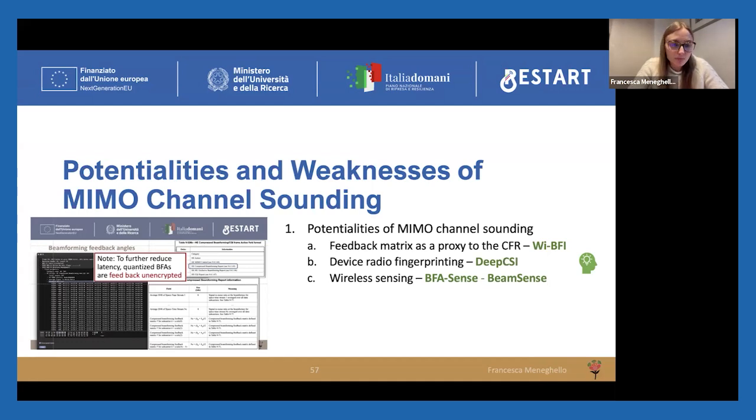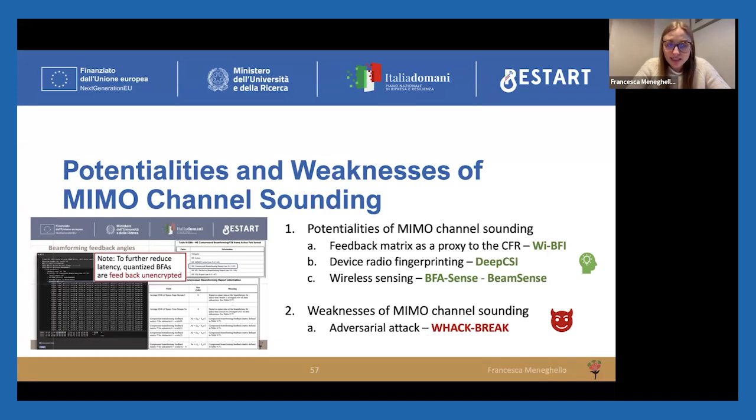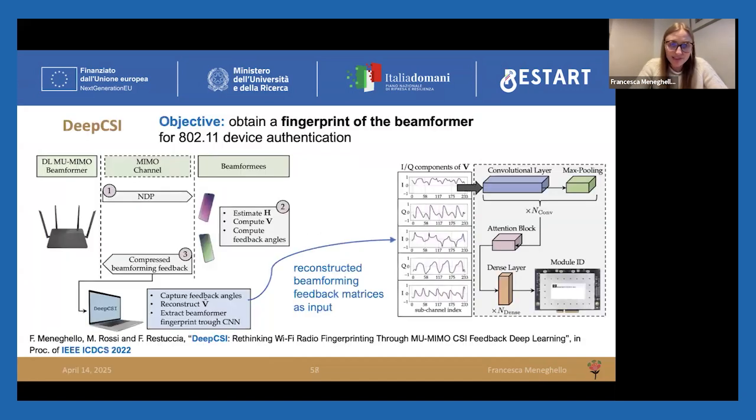The first one is to fingerprint the devices, so to obtain a fingerprint at the physical layer. And then we also tried to use it for wireless sensing, so to obtain some information about what is happening in the environment. But as I introduced before, this is also a weakness, because the fact that the feedback is transmitted back unencrypted opens also the door to adversarial attacks that can try to alter the communication system. So here you have the references if you want to take a look at the two different applications that I mentioned.